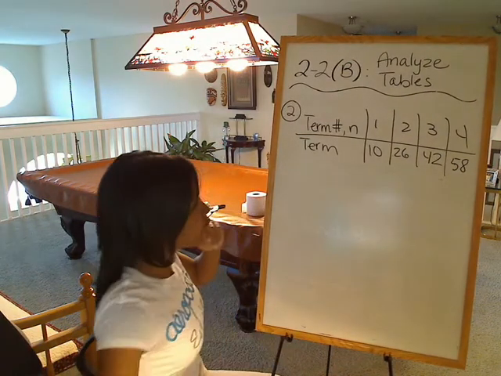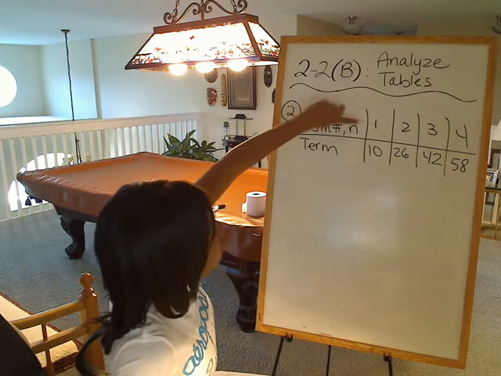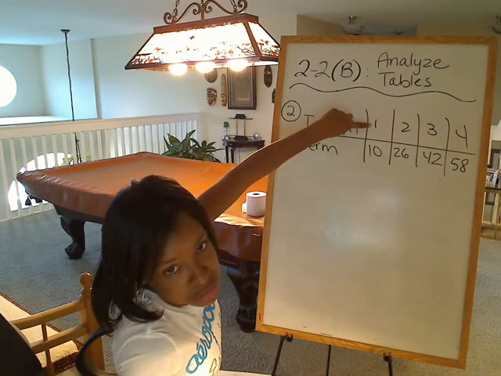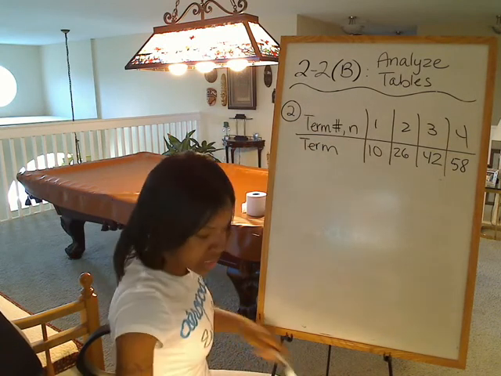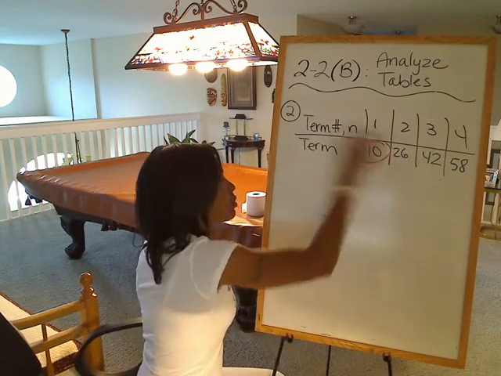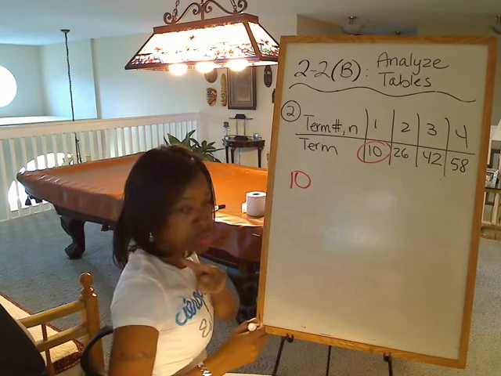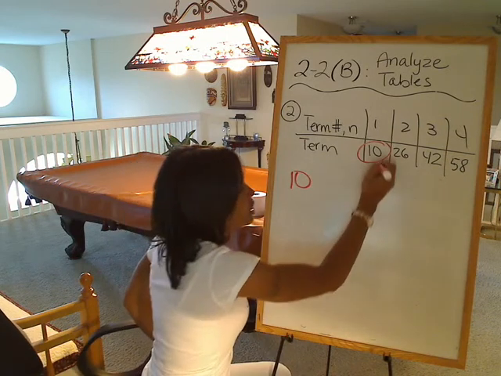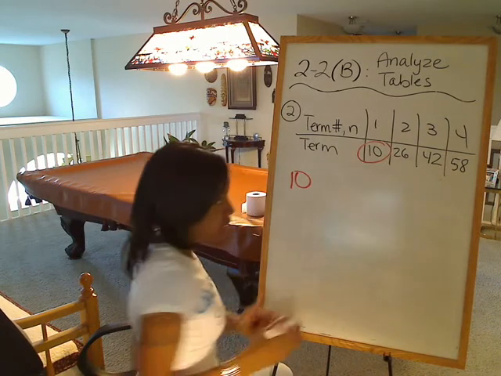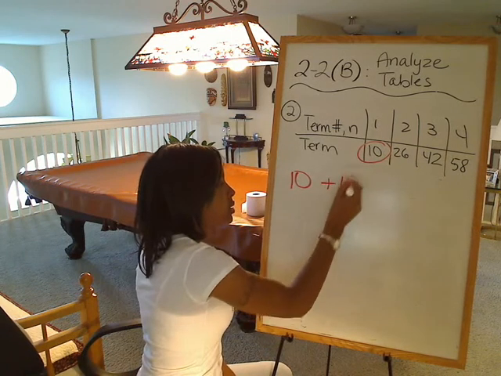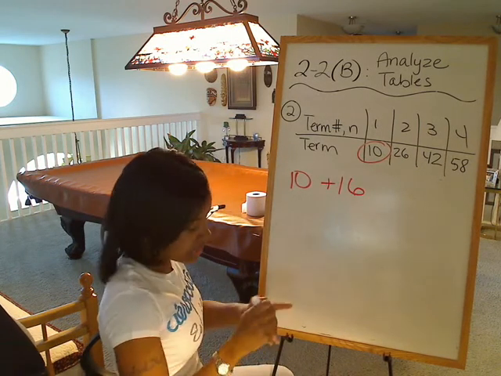Okay, so first things first, find our starting point. The first term is your starting point. So our starting point is 10. Step number 2, what's the pattern? The pattern is each time to go from 10 to 26, they are adding 16. That's the pattern. They keep adding 16.